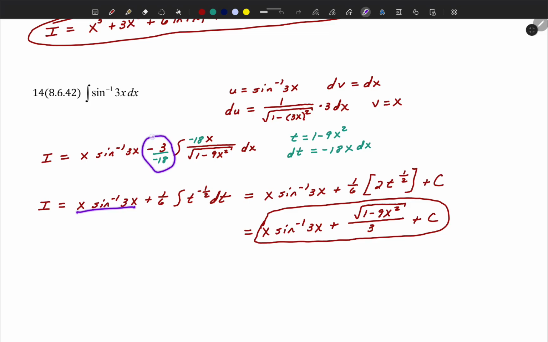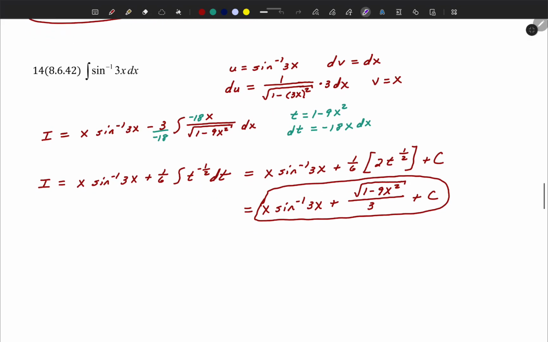We've already integrated the u times v. This coefficient out front, minus 3 over minus 18, gave me plus 1/6. And on the inside, now every bit of this is going to become dt. So then I'm just left with 1 over the square root of t dt. So that's just the same thing as t to the negative 1/2 power.